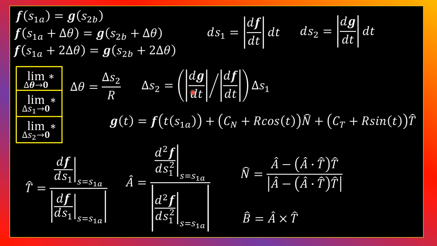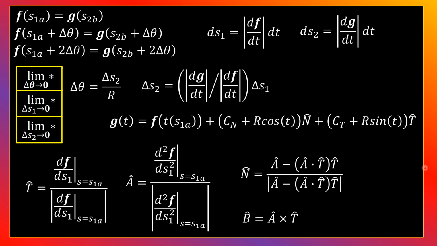And we could show this by taking the derivative of our equation for g of t, which is f of s1a plus cn plus r cosine of t n hat plus ct plus r sine of t t hat, with respect to t, where cn and ct are constants that describe the location of the center of the circle in the coordinate system of the osculating plane, which lies on the plane described by n hat and t hat, which are both on the osculating plane.